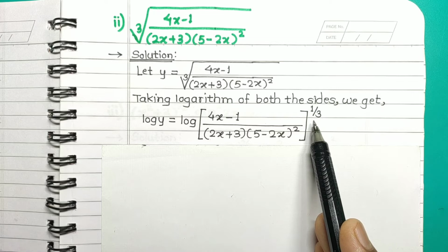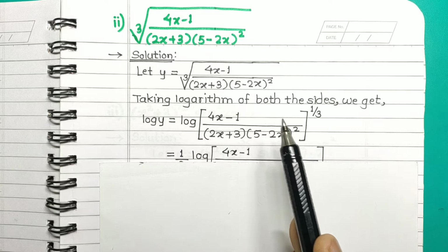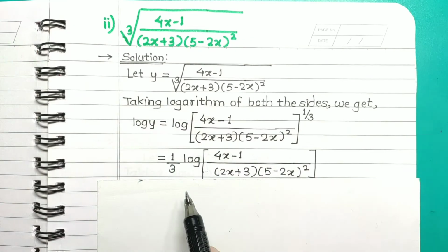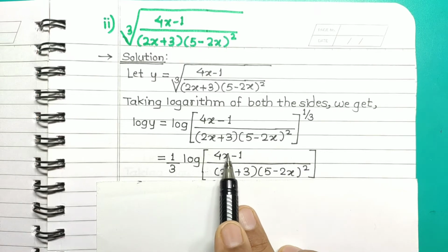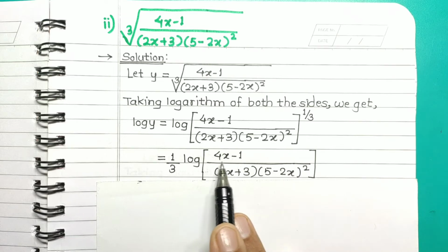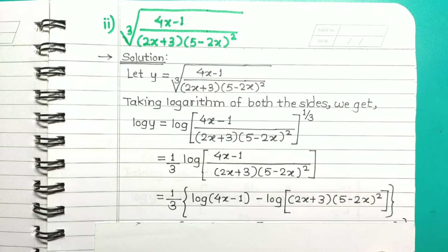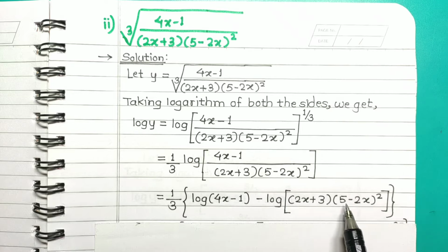Now using law of exponent, we can write this 1 by 3 multiplied to this logarithmic term. So using law of exponent, we have 1 by 3 into log of this quotient. Okay, now using quotient law, we can split this logarithm. So using quotient law, see, 1 by 3 into log of numerator 4x minus 1 minus log of denominator, which is product of 2x plus 3 and 5 minus 2x bracket square.